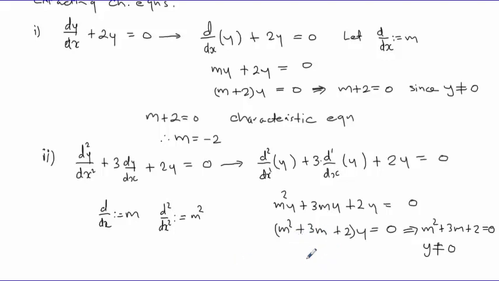So in this case, we take m squared plus 3m plus 2 equals 0. Factorizing this, you can see that this is m plus 2 multiplied by m plus 1 equals 0. Then we get that m is equal to minus 2, or m is equal to minus 1. We're going to use these roots to build our solution. I hope the introduction is clear.